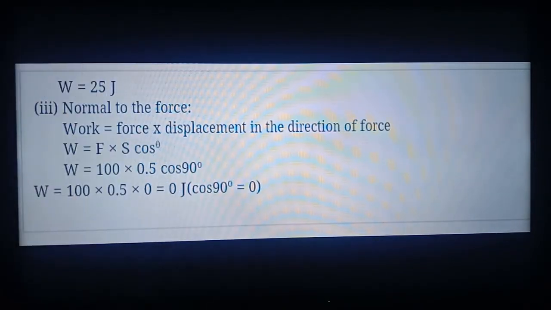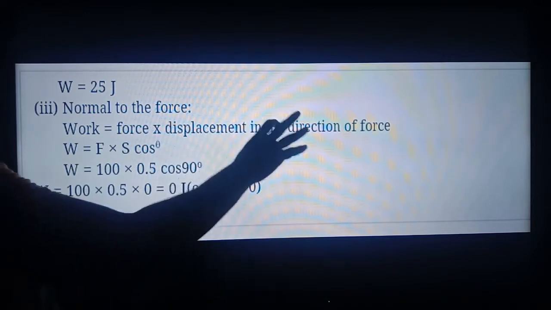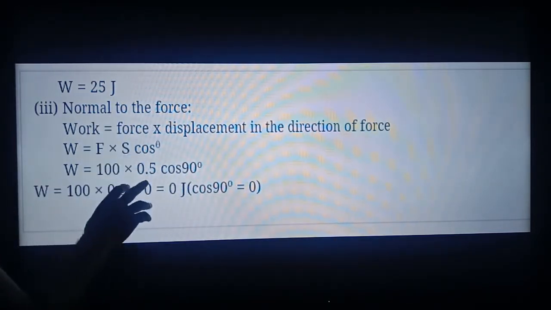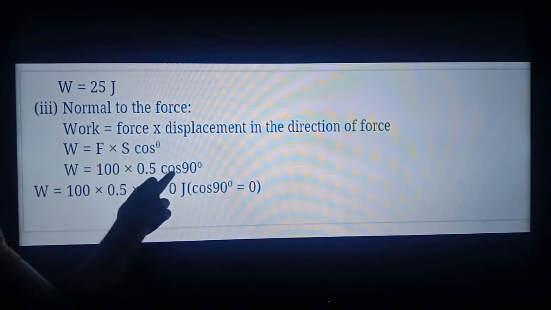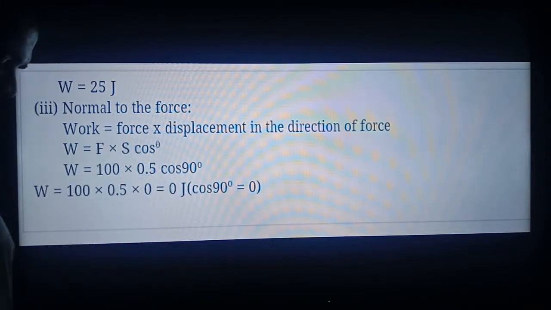Now the third, when the force and displacement are normal to each other. So normal to the force, work done is equal to force into displacement in the direction of force. Now the formula W is equal to Fs cos theta. Now the cos theta is cos 90 and cos 90 is 0. So 100 into 0.5 into 0, that is 0 joule. This is the complete solution of question 1. Let's see question number 2.